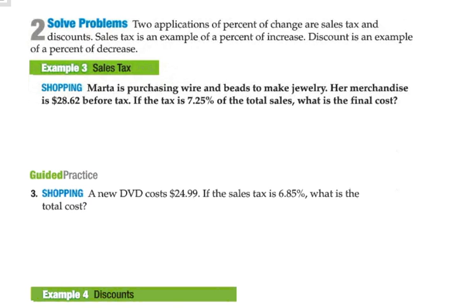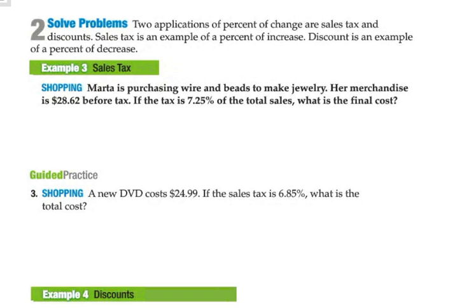So looking at example 3, Marta is purchasing wire and beads to make jewelry. Her merchandise is $28.62 before tax. If the tax is 7.25% of the total sales, what is the final cost?